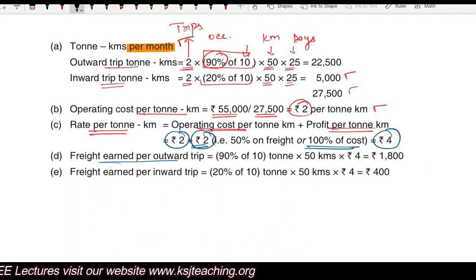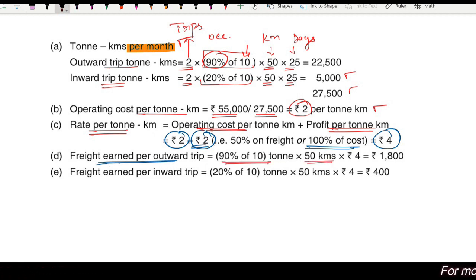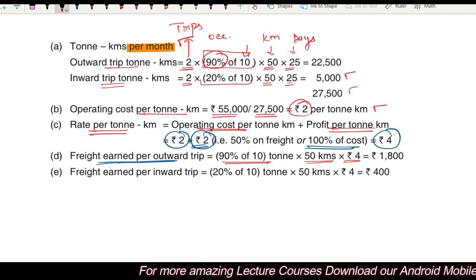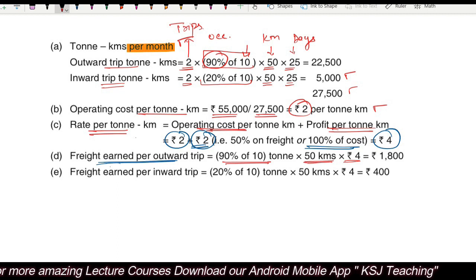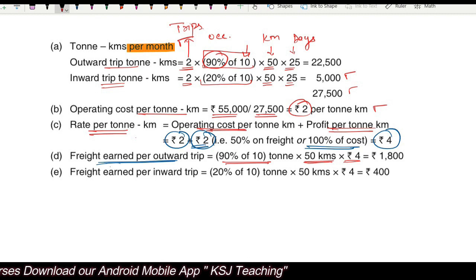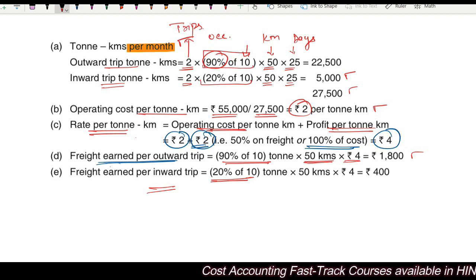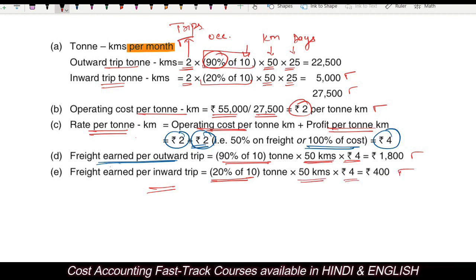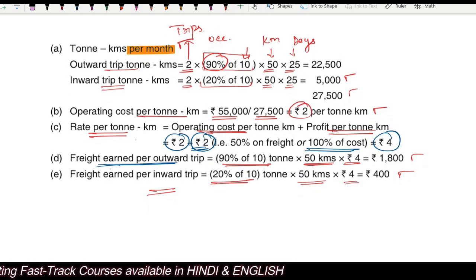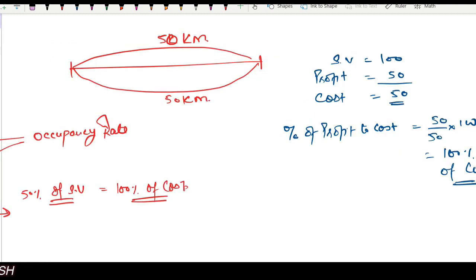So what is the freight earned on the outward journey? 90% of 10 tons is being carried over 50 kilometers multiplied by 4 per ton kilometer, right? How many tons are being carried over how many kilometers? 50 kilometers, right? No issues. But how many tons are being carried? In the outward journey, only 90% of the total capacity is being carried. So 1800 is the freight of the outward journey, and in the inward journey, only 20% is being carried, multiplied by 50 kilometers by 4 rupees, right? So this is how the questions will be asked in the examination.